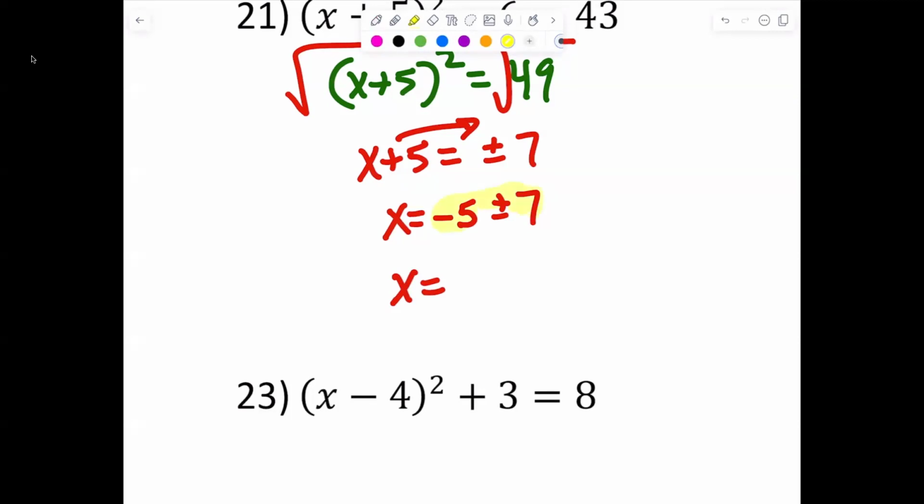-5 plus 7. What's -5 plus 7? 2. Then you're going to do -5 minus 7. What's -5 minus 7? There you go. Those are your two answers. All right. -5 plus or minus 7 is the same as 2 and -12. -5 plus 7 and -5 minus 7.